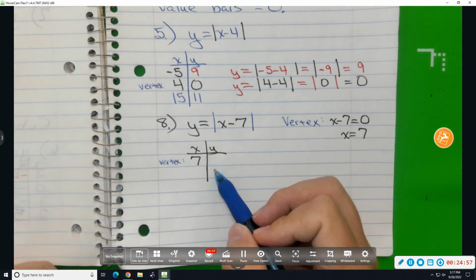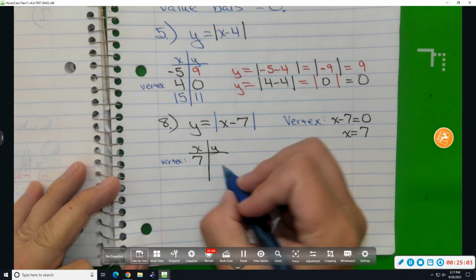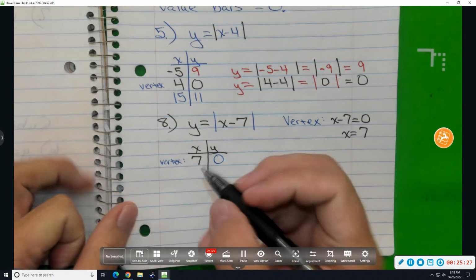Well, the y-coordinate's pretty easy then. I think we already know it. What will the y-coordinate be? 0, okay. Now we need another x value to plug in. What do y'all want to use? I always just use something close to the location of the vertex. What do you think? 5? Did you say 5?